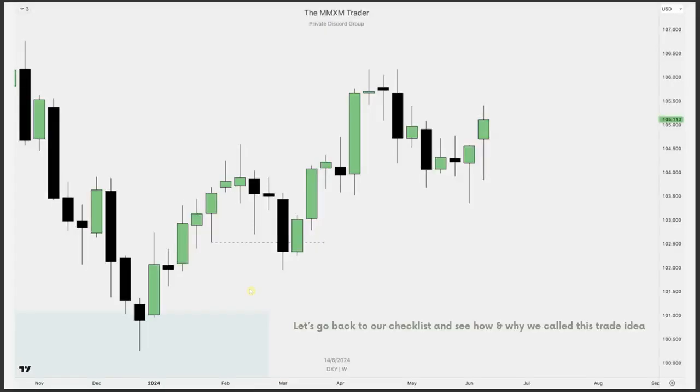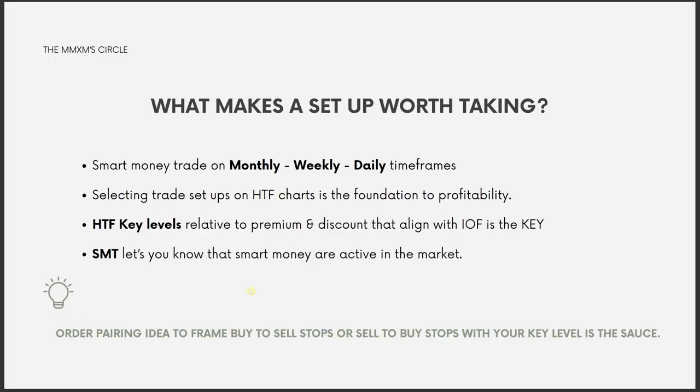Now let's go back to our checklist and see how and why we call this trade idea. Right, so we know we need to focus on that monthly, weekly and daily time frame, because setting up the higher time frame charts is the foundation to profitability. We need that high time frame key level, right, relative to the premium and discount, and this will align with institutional order flow, and then we have to spot that SMT. Now you can use order pairing technique to frame those buy to sell stops or frame those sell to buy stops within that key level.